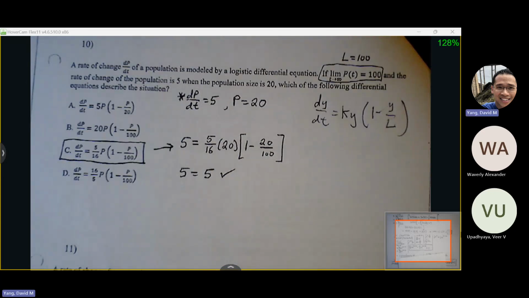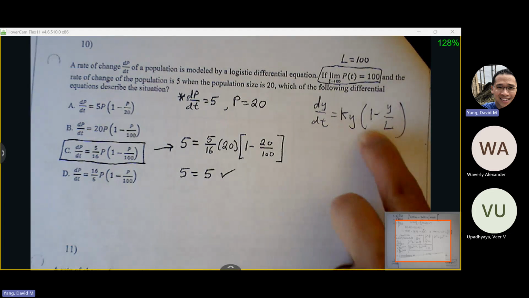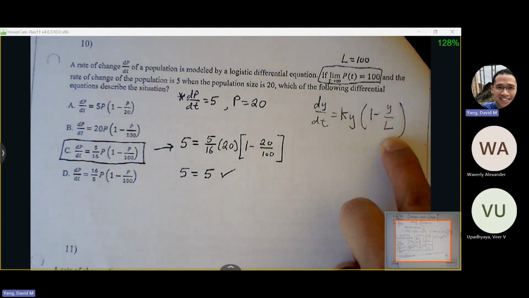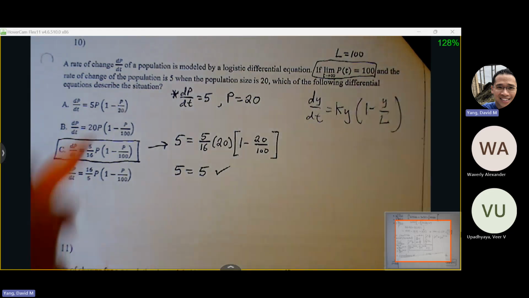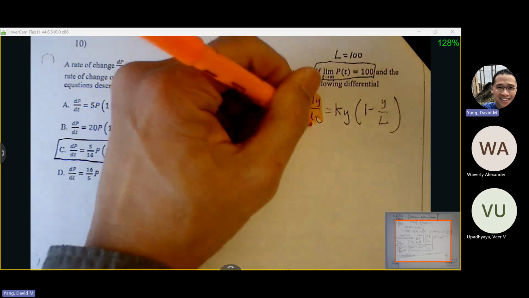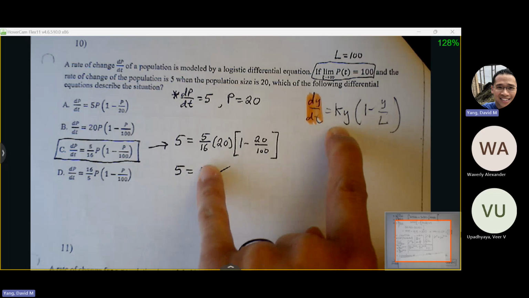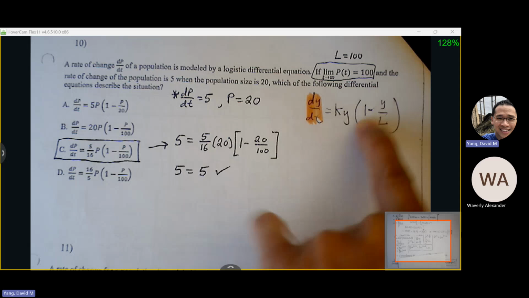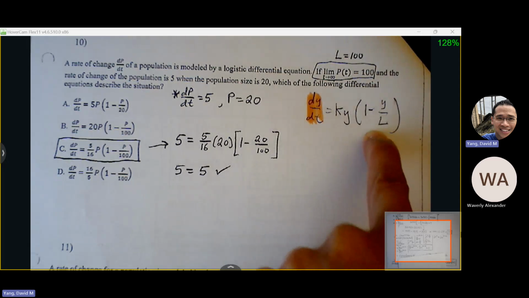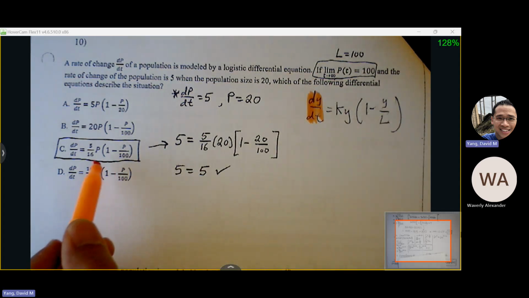It looks like all these logistic equations are in this form of ky times (1 minus y over L). So now we just have to find something that can fit into that form. We know that our dP/dt is our dy/dt, that's 5. We know our y, or our population, is 20. So that 20 will fill in there. And then our L is 100. So the only one that's going to fit into that form is this one here.